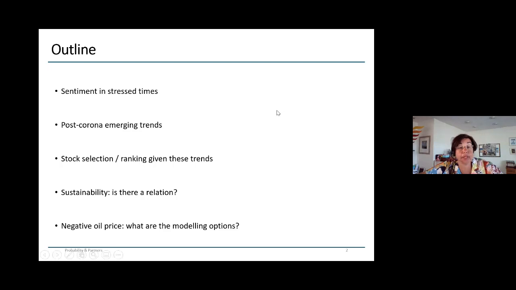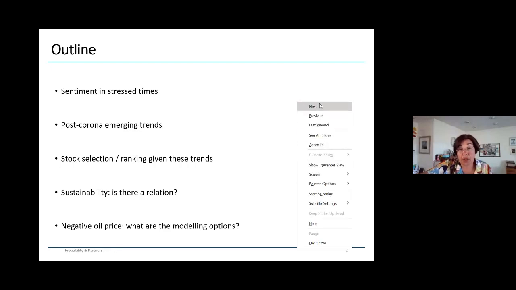A side issue perhaps is sustainability, which was of course at the front of mind of all investors before the corona. So what is the situation with that now? How are sustainable versus less sustainable firms faring in this crisis? And if I have time, I'm going to mention a little bit of how we are thinking about another interesting phenomenon that we have never seen before, and that is negative oil price, and how we help out our customers, and also from the more academic perspective, how can we think about this new phenomenon?